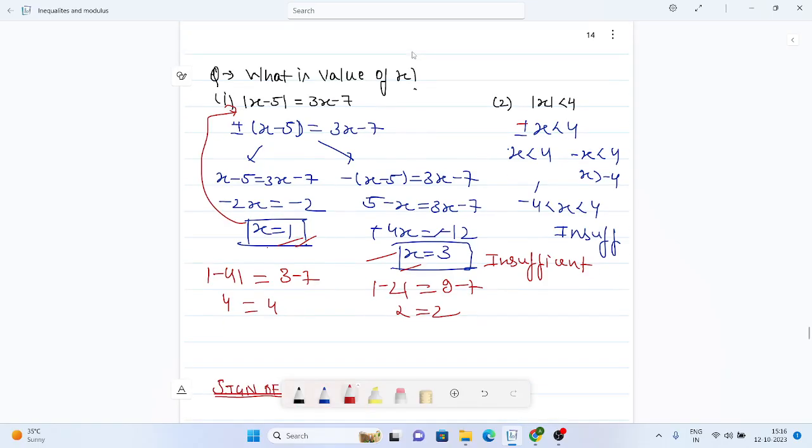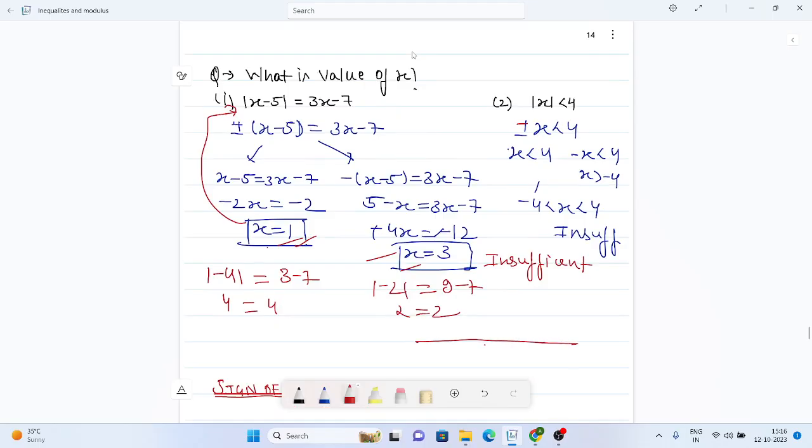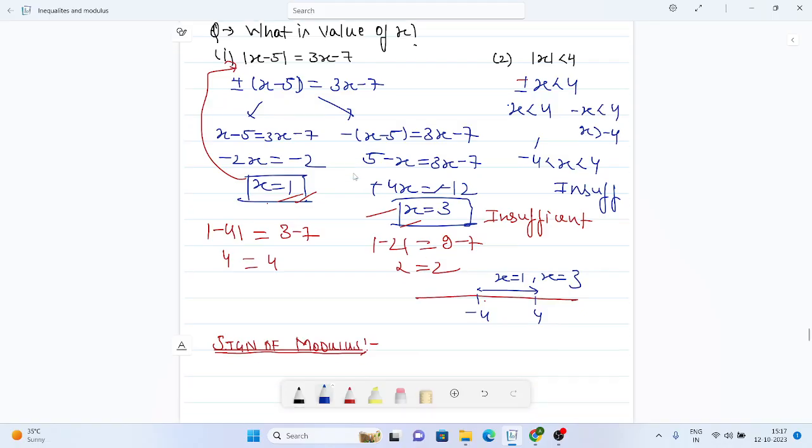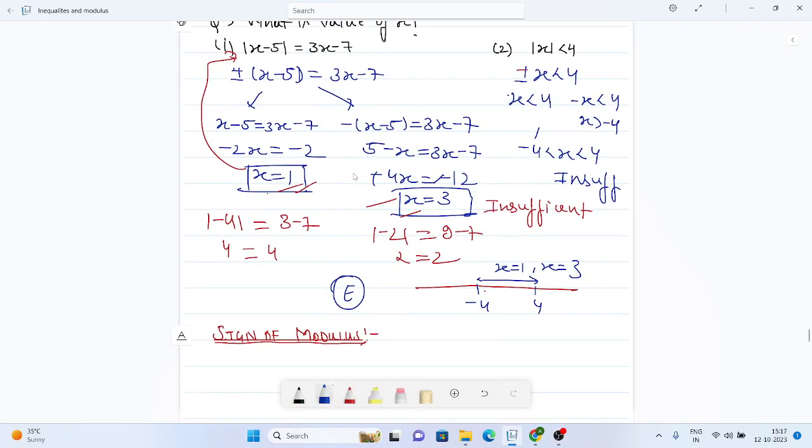Okay, now if I combine both and I say x is between minus 4 and 4, and x is 1 and 3, so these two together are also insufficient. Okay, so the option is E, because I got two values of x. So note this down, then we move on to the last concept.